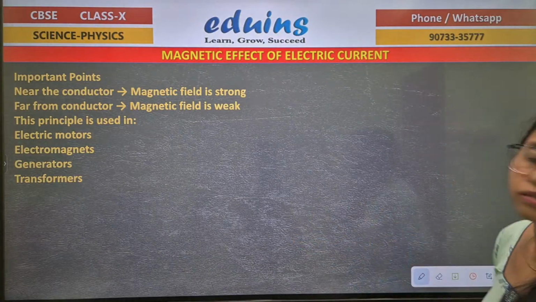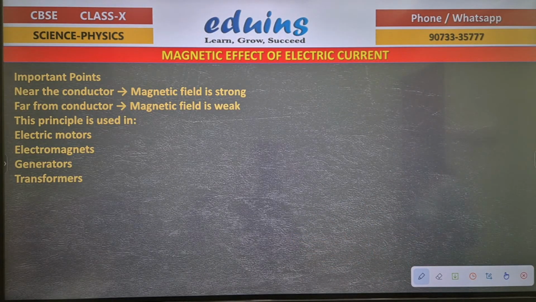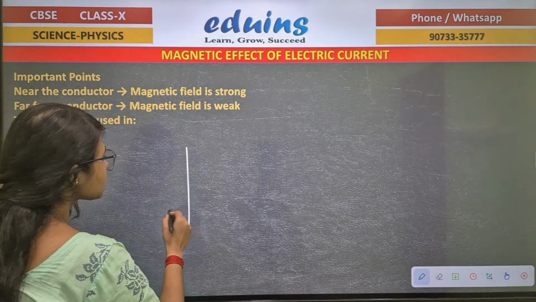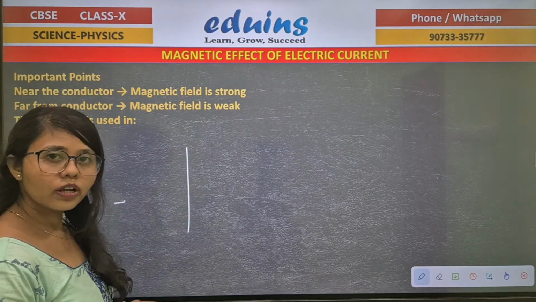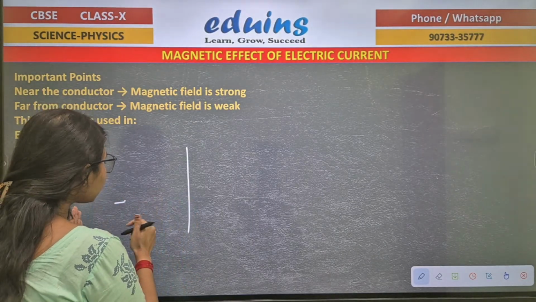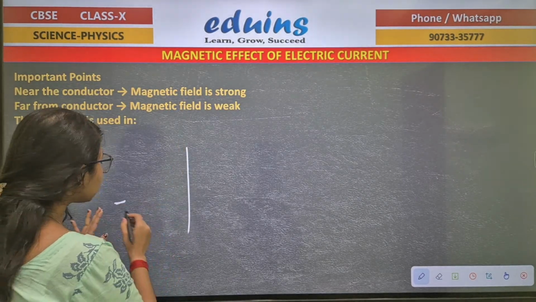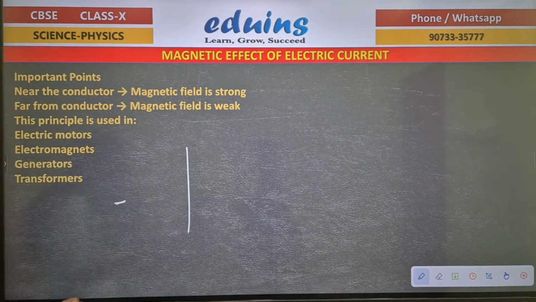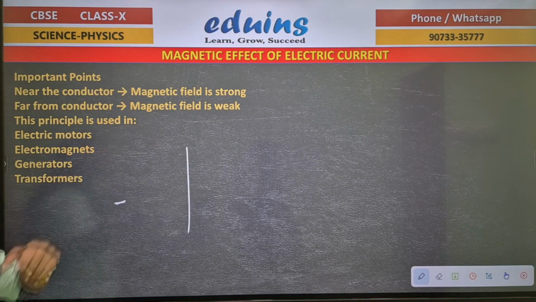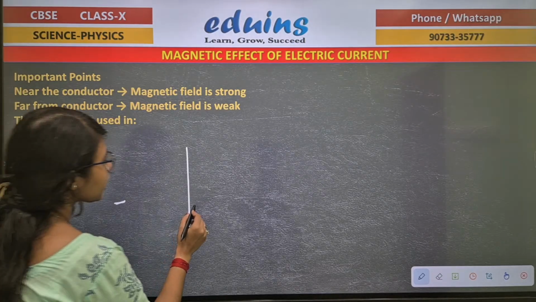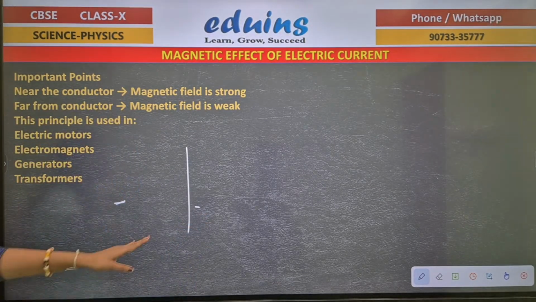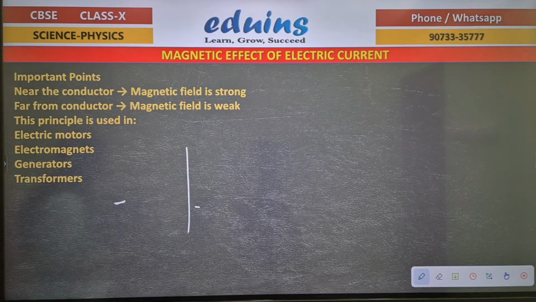Before that, the important points. This is the factor that affects the magnetic field. Near the conductor, the magnetic field is strong. Far from the conductor, the magnetic field is weak. That means if we take a piece of iron far away from the conductor, then the attraction force will be weaker because the magnetic field is weak there. And if we take it to a point nearer the conductor, then the attraction force is much stronger because the magnetic field is strong there.